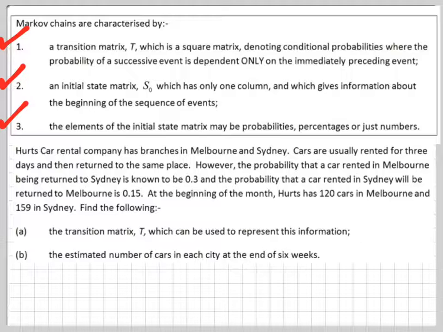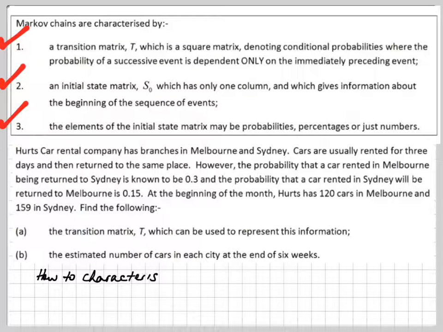I think so, because the probability of them being... I don't know. No, don't worry about all that. I'm going mad here. We'll just do the sums. At the beginning of the month, Hertz has 120 cars in Melbourne and 159 in Sydney. Find the following. A, the transition matrix T, which can be used to represent this information, and B, the estimated number of cars in each city at the end of 6 weeks. We can do this. No problem.